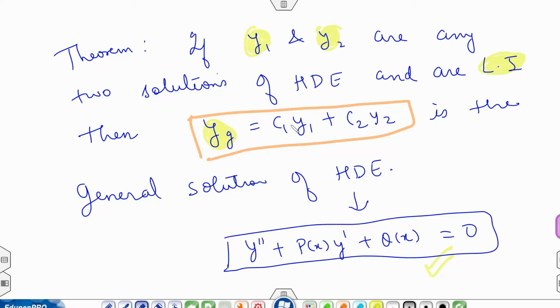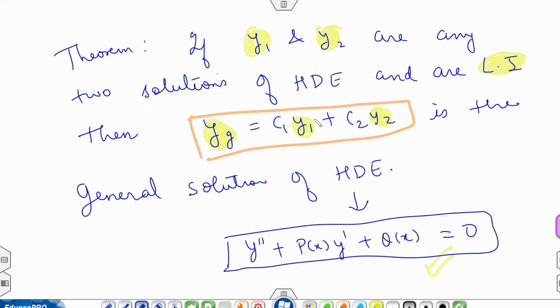So the main thing is that there may be many functions that are the solutions of the homogeneous differential equation, but if those two functions are linearly dependent, they do not contribute to the general solution. We have to find out two solutions y1 and y2 that are linearly independent, and the combination of those will be the general solution of the homogeneous differential equation.